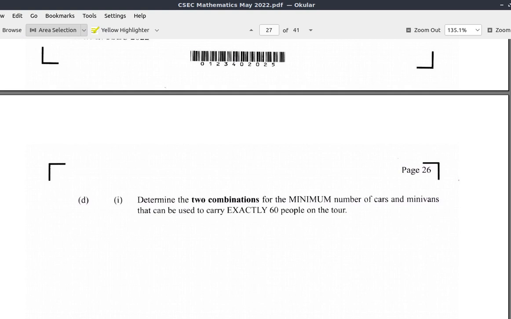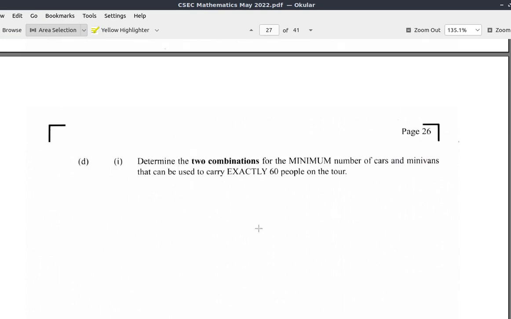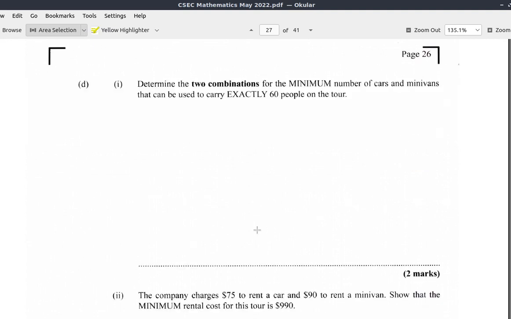Now, what we're going to do is just break at this point and do part D. That will be the last part of the question. Part D in our next video.